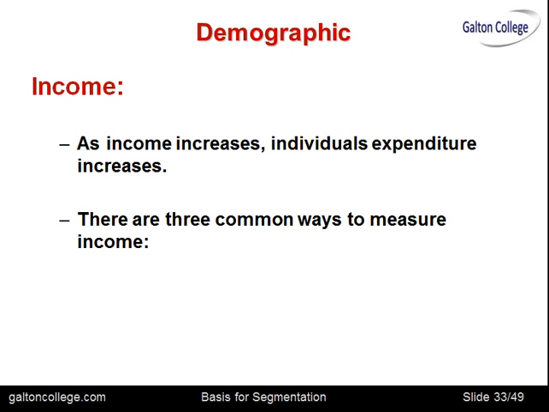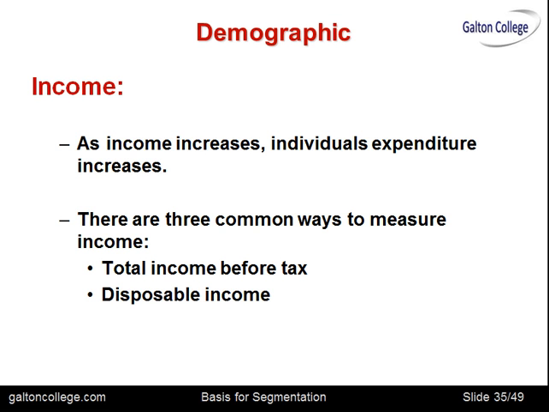There are three common ways to measure income. Total income before tax. Then we've got disposable income, which is our income after tax. And we've got discretionary income, income that we may spend if we so desire. These may be accumulated savings or just money that's unspent in the budget and which may be available for discretionary purchases. Not for necessities, but for luxury items perhaps.